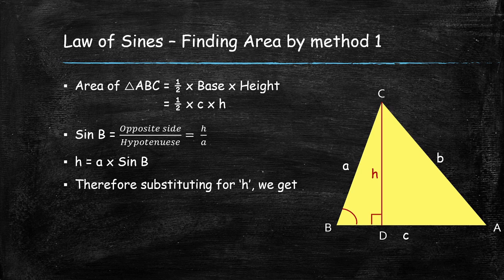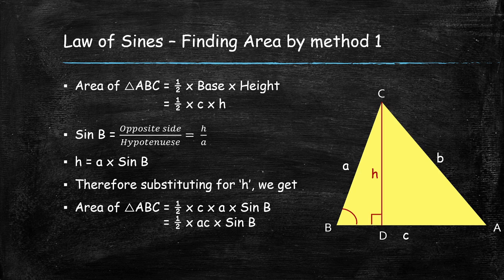Therefore, if we substitute H in the formula half into base into height, we get area of triangle as half into C into A into sine B. That is half into AC into sine B. So, one of the methods to find the area of a triangle using trigonometry is this.